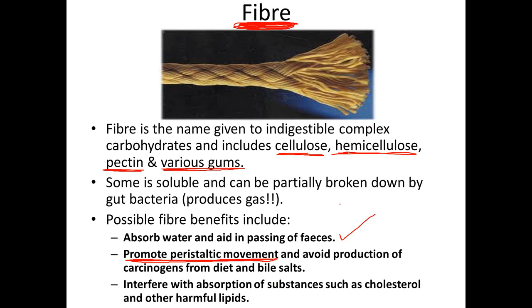But again, fiber is one of those issues that we will always continue to come back to until we're absolutely sure about its benefits and exactly how much is needed and exactly what it does. We can associate it with good health, but we don't really know why.